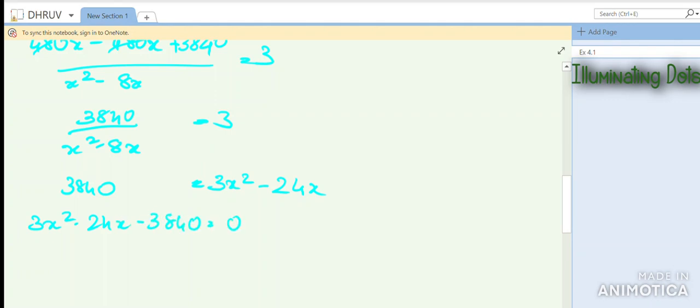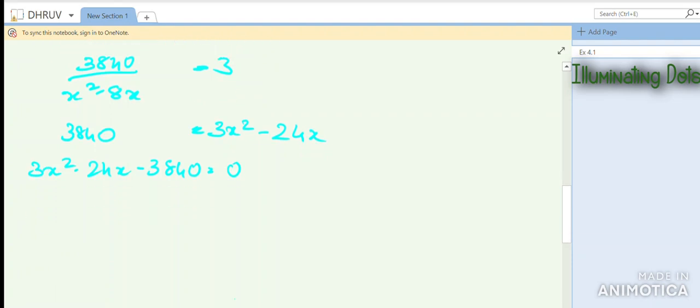Why did I write this without changing the signs? Because I took 3840 to the RHS, it became minus 3840, and I wrote the rest on the LHS without changing anything. So don't get confused about it. Since we got this, we have 3 common, so I will write x square minus 8x minus 1280 is equal to 0. So this is the equation we were required to find.